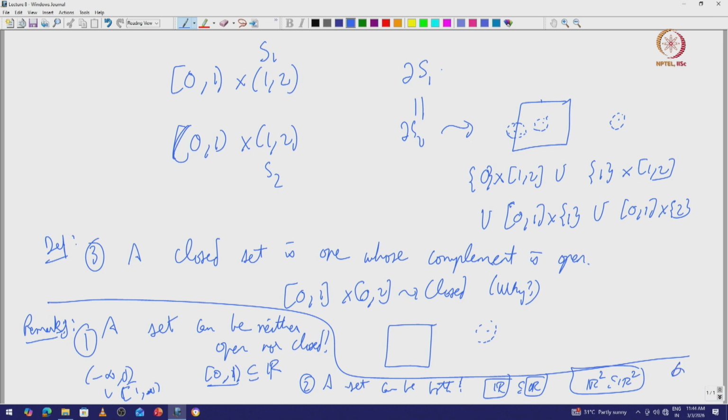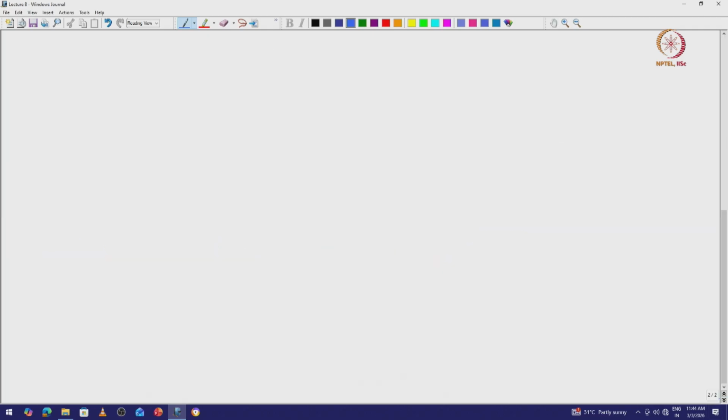Likewise, if I take the empty set, it's also open. Why is it open? What does open mean? If you take any point in the set, a small enough ball around it must lie within the set. If the set doesn't contain any points at all, it's vacuously open, right? It's open for trivial reasons because you don't have anything to test.